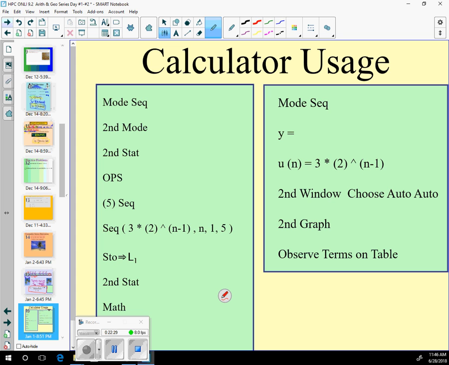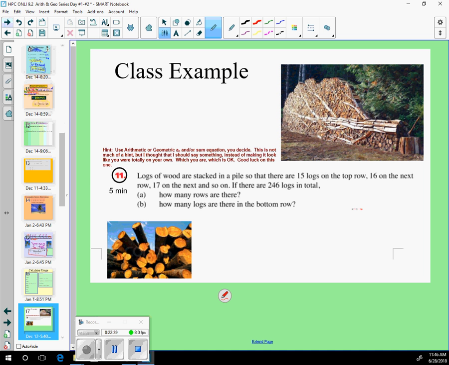Here's some information about calculator usage. I'm not going to go over this at this time, but you can look this over and add things up, be in sequence mode. Let's just do a quick little example. Logs of wood are stacked in a pile, so there are 15 logs on the top row, 16 on the next, 17. There's a sum of 246. So the sum is 246. The first is 15, and it looks like a common difference is 1.